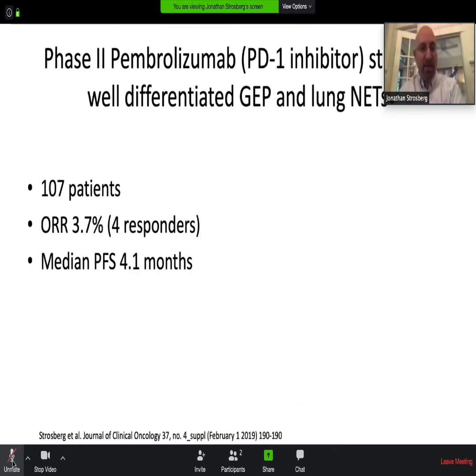We did one study with Pembrolizumab, Keytruda. Many of you may be familiar with this drug from television commercials, for example. It's a PD-1 inhibitor. In well-differentiated gastroenteropancreatic and lung neuroendocrine tumors, the response rate was very low. It was less than 5%. In other words, only 4 out of 107 patients had significant tumor shrinkage, which is not very high.